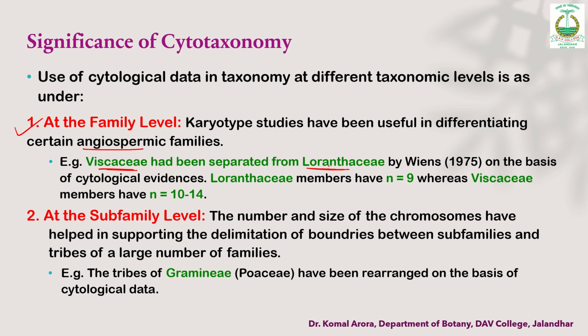Earlier they were placed together, but when we observe their chromosome number, Loranthaceae has base number 9 and Viscaceae members have base number 10 to 14. That clearly gives an indication that these organisms cannot be placed together, so they should be assigned separate family status. Second is at the subfamily level. Here again we have the example of Gremini. Gremini has a number of tribes, but they can be easily arranged on the basis of the cytological data.